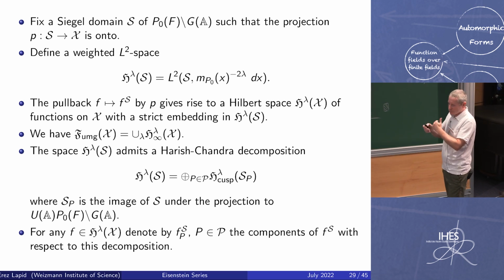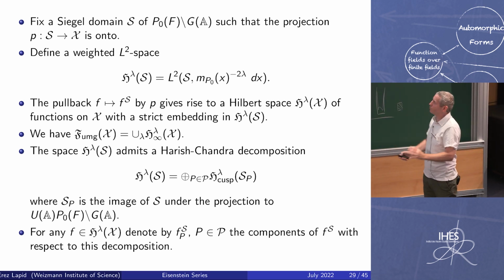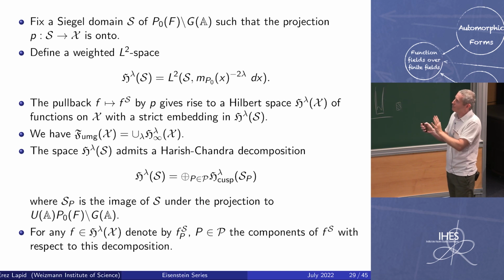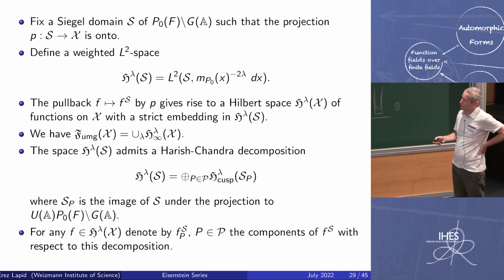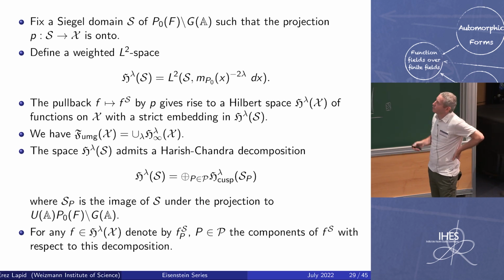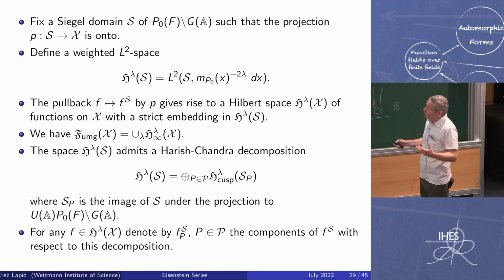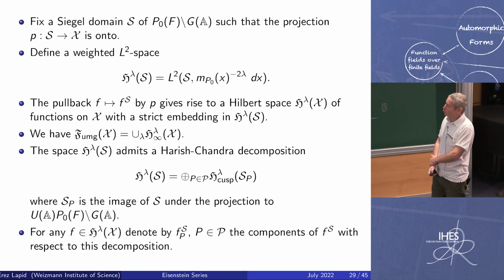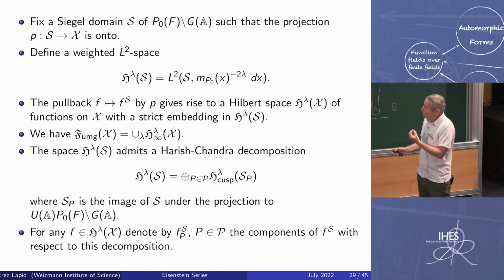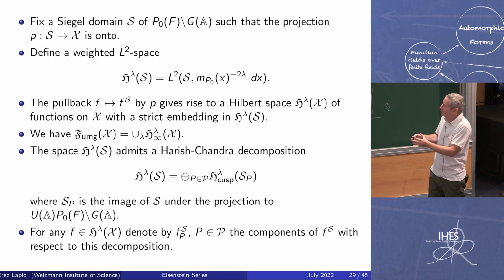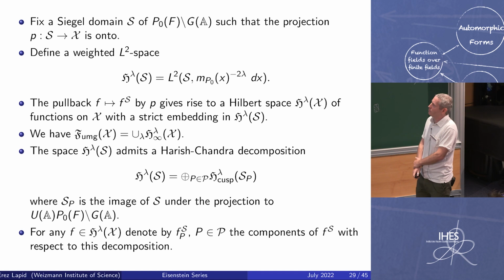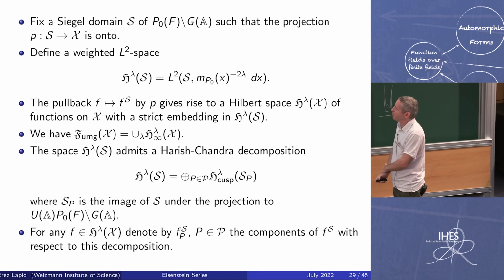I won't describe it in detail, but it's finite to 1 and it's 1 to 1 when you're far off. So it's grosso modo, X and S are roughly the same. So this gives rise to a Hilbert space H lambda of X, which strictly embeds in H lambda of S, the Siegel set. And the function of uniform moderate growth is just the union of the smooth part of these spaces. But the advantage of this H lambda is that it admits a Harish-Chandra decomposition, which, as I said, is a simple thing. There's nothing complicated here, just very basic stuff.